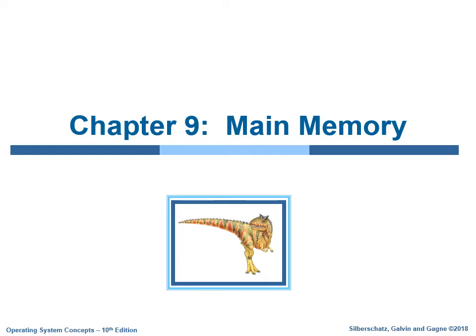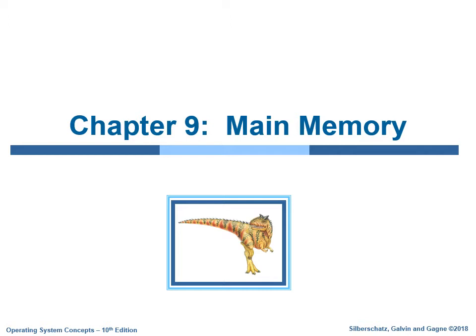Okay, so today we're going to the next chapter, which is the main memory in operating system. As we know, besides managing the process, the operating system also has to manage your main memory.